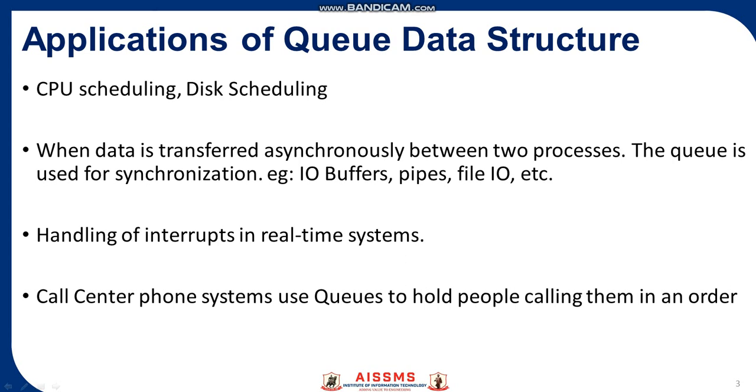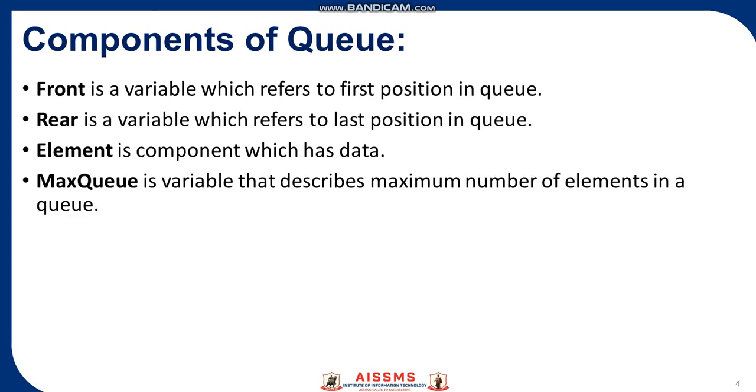One more example: in a call center, phone systems use a queue to hold people calling them in order. According to that order, they will be served.